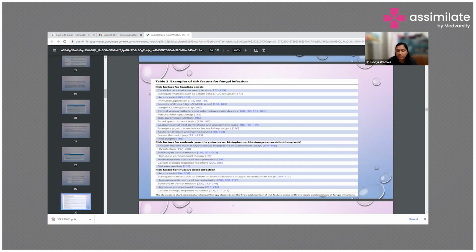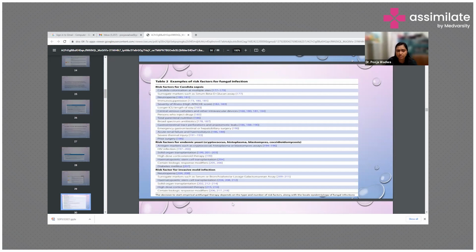For people who inject drugs, a very important risk factor for developing fungal infections is TPN, that is total parenteral nutrition. Patients who have received broad spectrum antibiotics, patients who have GI perforations and anastomotic leaks, patients who underwent gastrointestinal or hepatobiliary surgeries, acute renal failure or patients on hemodialysis, severe thermal injuries, prior surgery.